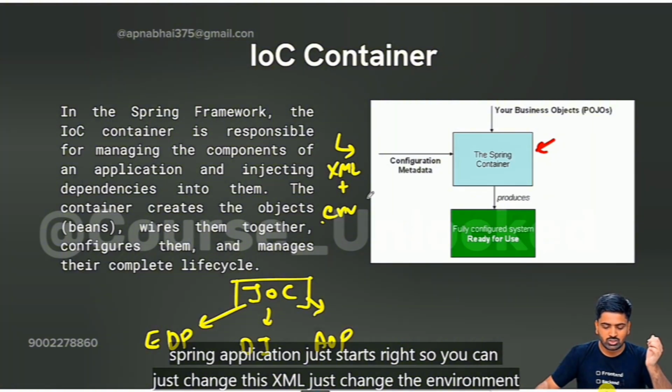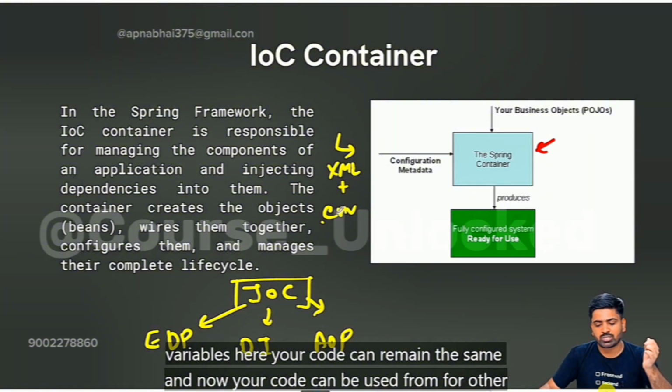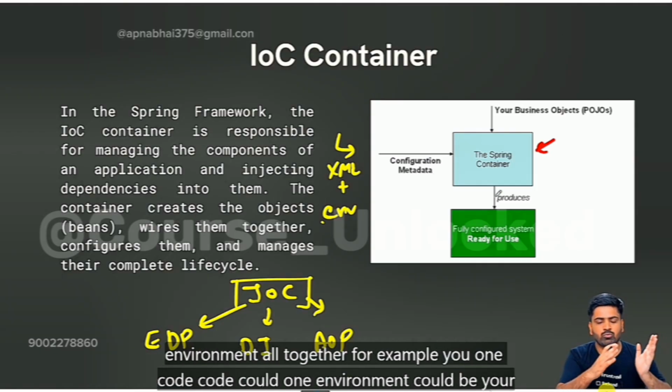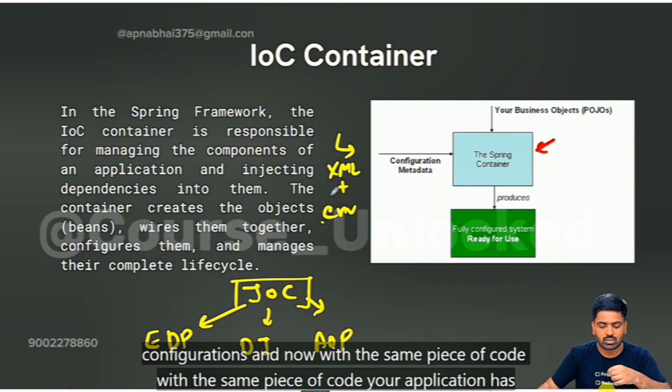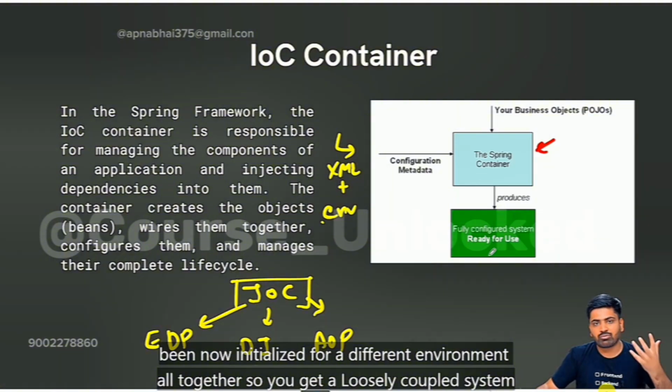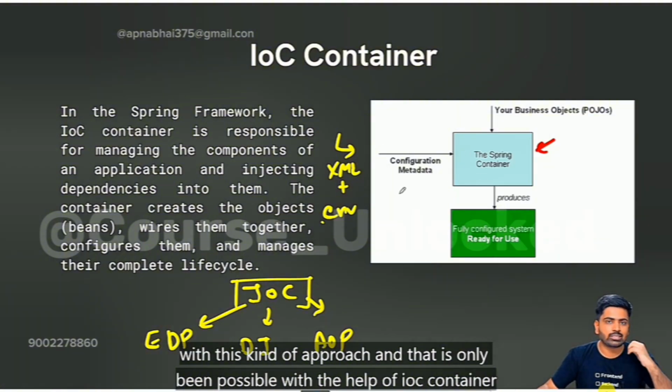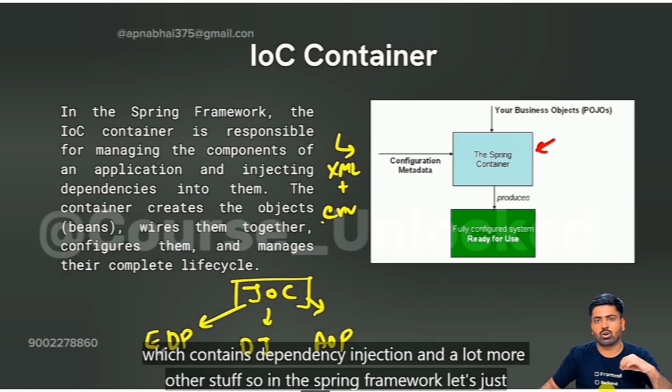So you can just change this XML, just change the environment variables here. Your code can remain the same, and now your code can be used for another environment altogether. For example, one environment could be your development environment, one could be your staging environment. All you have to do is change the configurations, and with the same piece of code, your application is initialized for a different environment altogether. So you get a loosely coupled system with this approach, and that is only possible with the help of the IOC container, which contains dependency injection and a lot more other stuff.